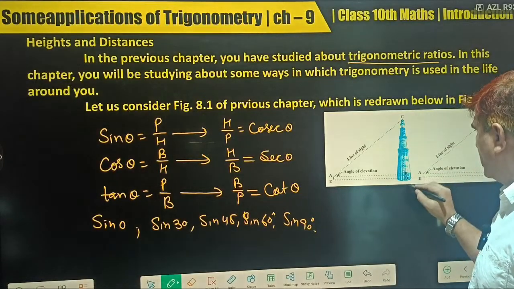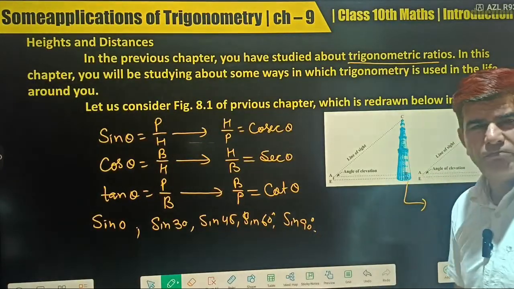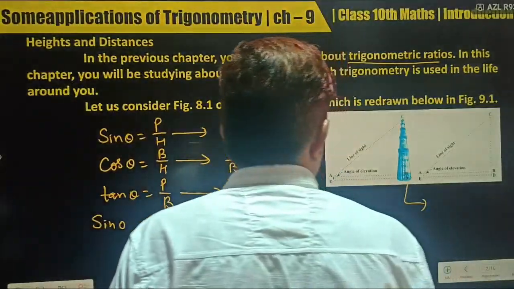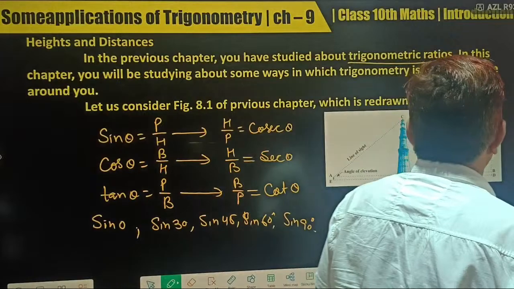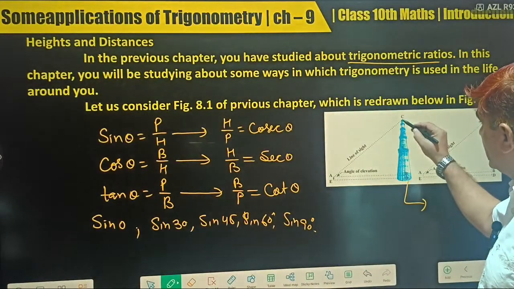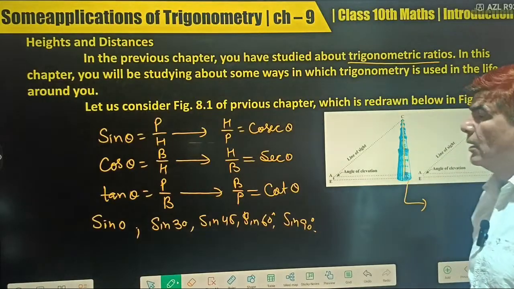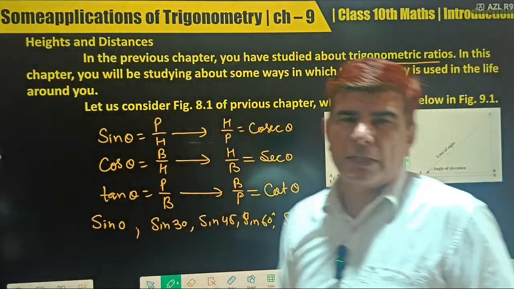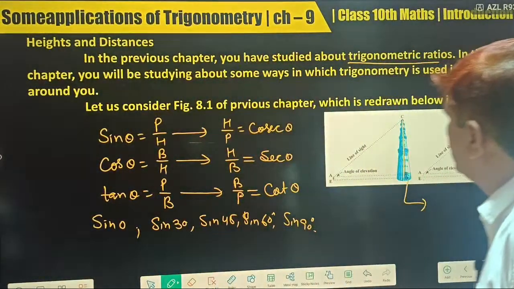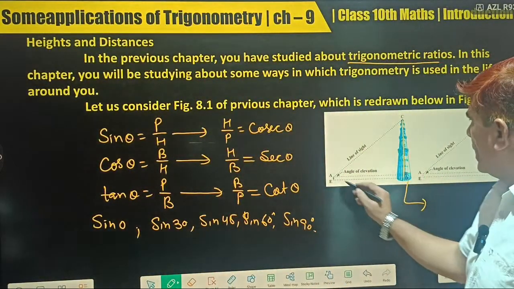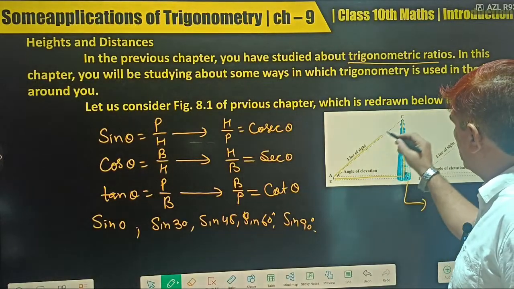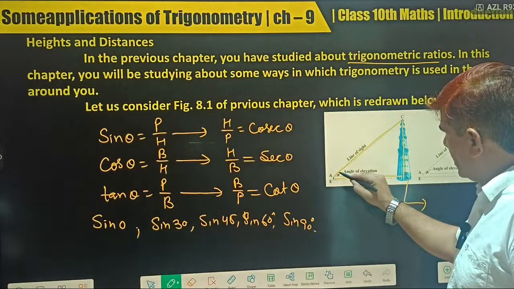What is this? Qutub Minar. And we want to find out its height. This is the Qutub Minar, and we want to find out its height. So directly it is not possible. So it is like this, and this is an angle.